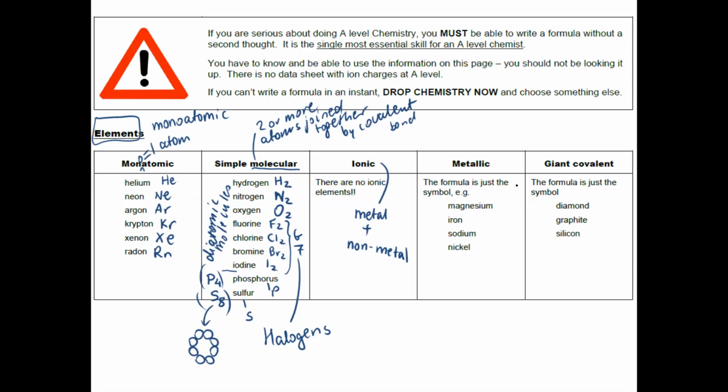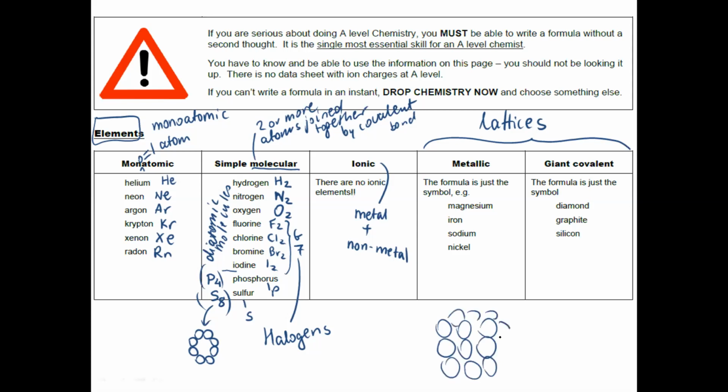Metallic, so if you have metals, the formula is just the symbol. Why? Because you have a lattice. The same in here, giant covalent as well. Metallic and giant covalent, they're crystalline lattices, right? So they're giant structures. So you will have atoms or ions that are laid out in a lattice, a regular structure, right? So there isn't a set formula. This is a complete molecule.